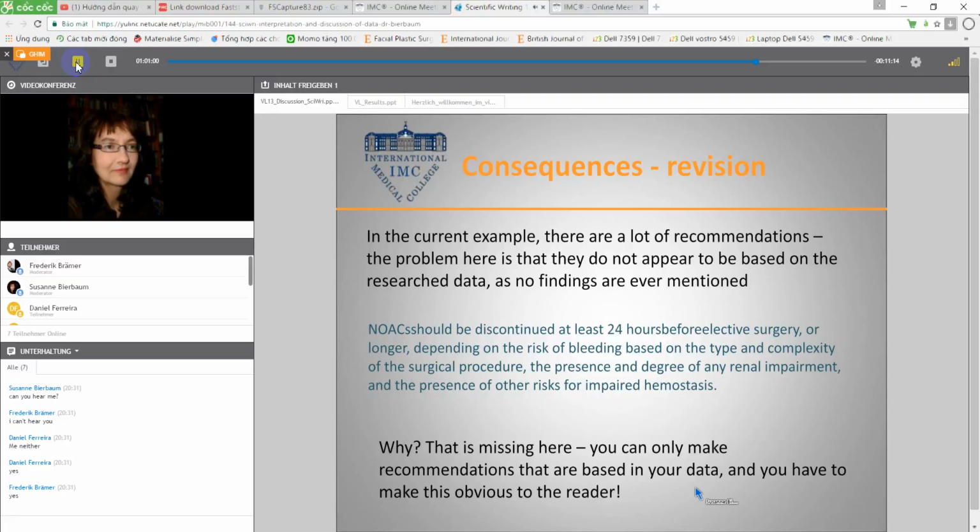So you always have to draw your own conclusions first, and then you can look at what others concluded or recommended. Never use just their conclusions or recommendations, although it's tempting.